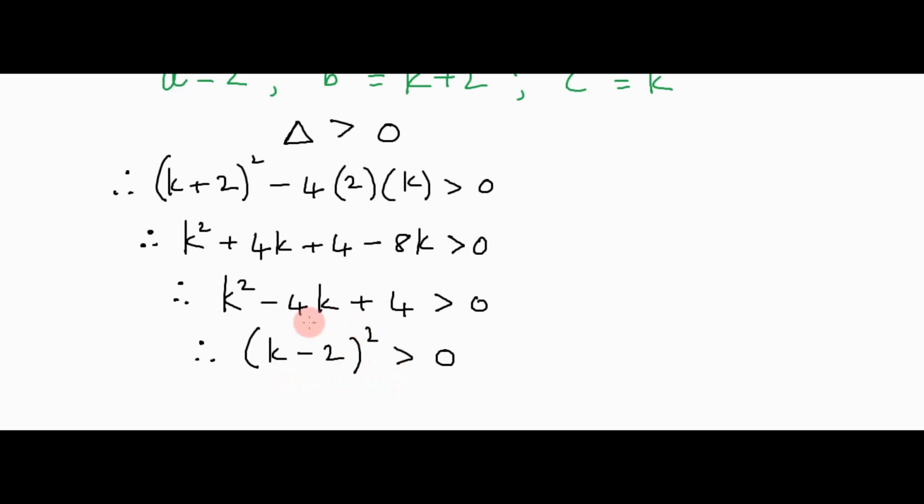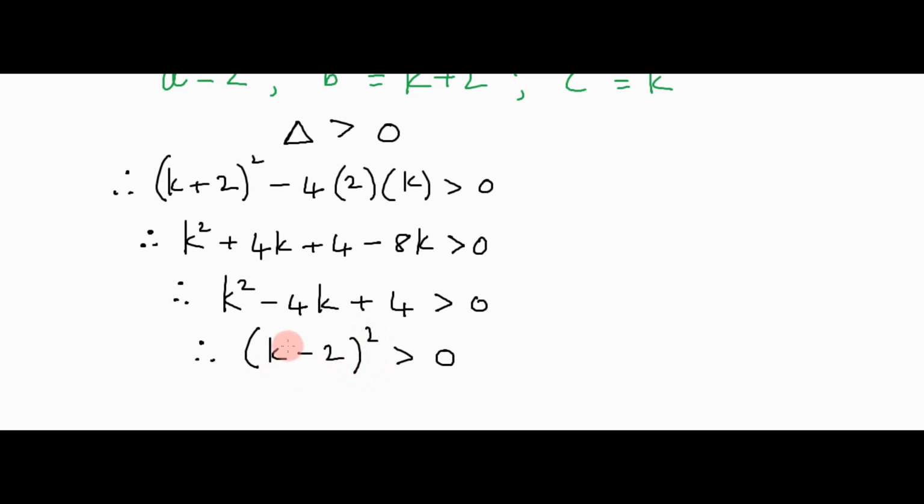We know that the left-hand side of the inequality is a perfect square, which is always either going to be 0 or it's going to be positive. We want it to be strictly positive, in other words, strictly greater than 0. We don't want this to be equal to 0. We know that (k minus 2) all squared is equal to 0 when k is equal to 2.